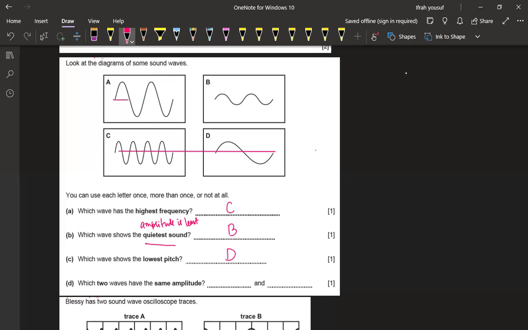What is the purpose to draw this baseline, right? ठीक है? So if you are going to compare, this is not equal to this one. If we compare A with D, yes, A is louder, D is quieter. And if we compare C and D, do you think that both are having the same amplitude? C and D.